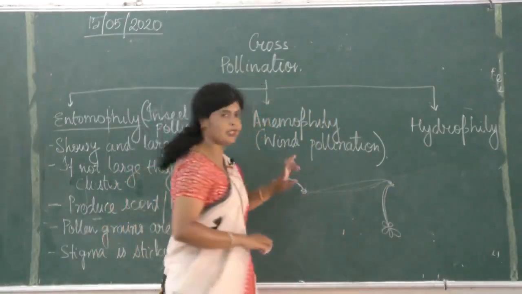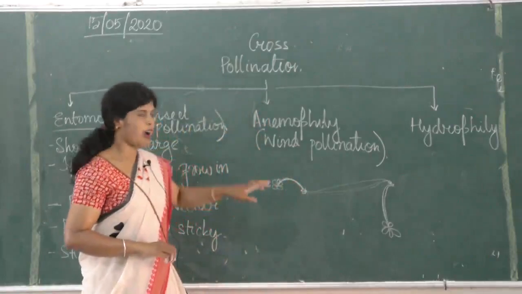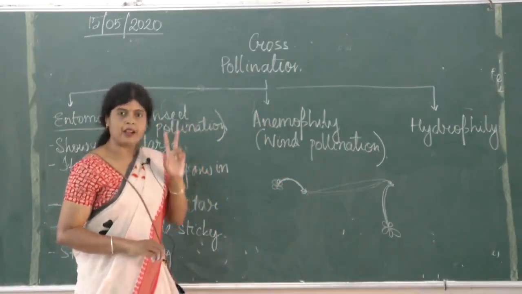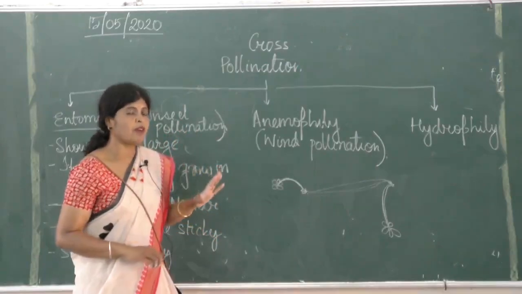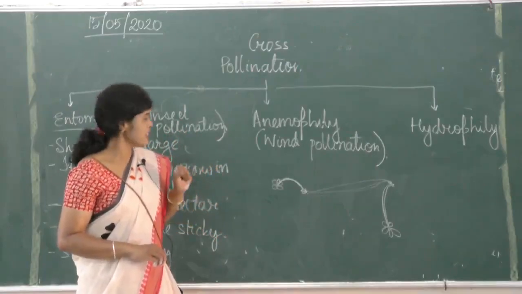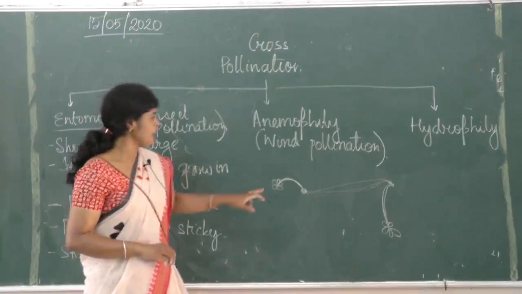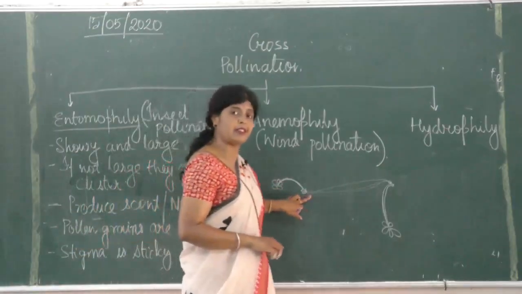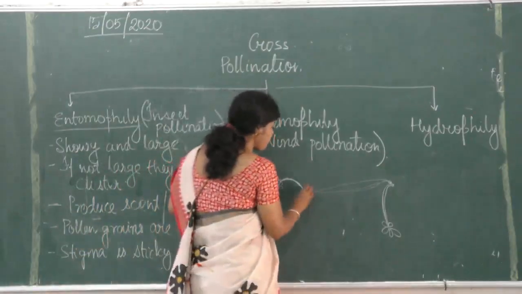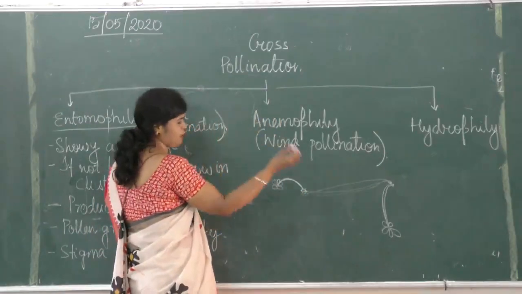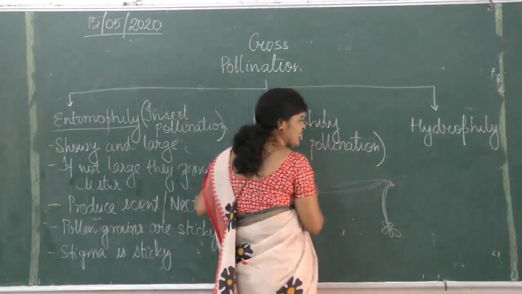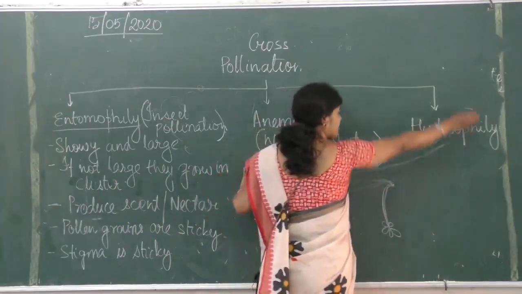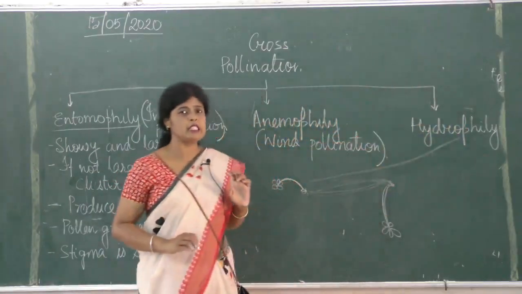So what are the things we have seen in anemophilous flowers? They are not showy. They do not produce scent, they do not produce nectar because they don't have to attract insects. Is it clear? Instead, they produce a lot of pollen grains. Why? Because maybe the wind is blowing in a wrong direction, or a lot of pollen grains are not reaching here. They are carried away somewhere else.